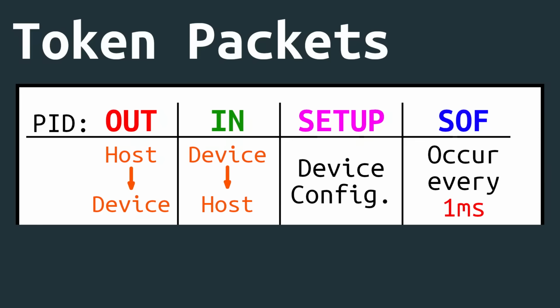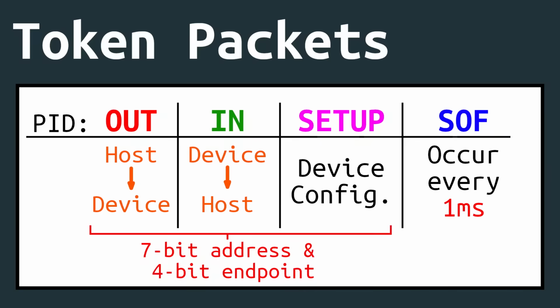Out and in are self-explanatory. They indicate that the next packet will either be a host to device or device to host data transfer. The setup is similar to an out, but it has more to do with the device configuration. Out, in, and setup PIDs are all followed by 7-bit device addresses and a 4-bit endpoint. That means that each bus can have at most 127 devices attached. And endpoints are device-specific data locations that indicate different functions for the data being received, but more on endpoints later.